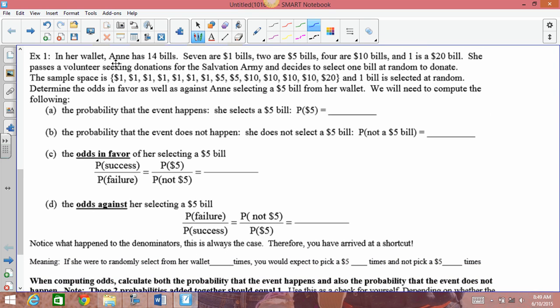So here in example 1, it says: in her wallet, Anne has 14 bills: seven $1 bills, two $5s, four $10s, and a $20 bill. She passes a volunteer seeking donations for the Salvation Army.